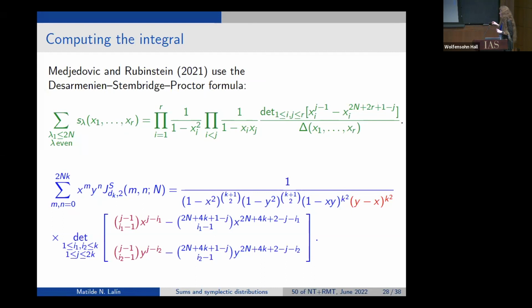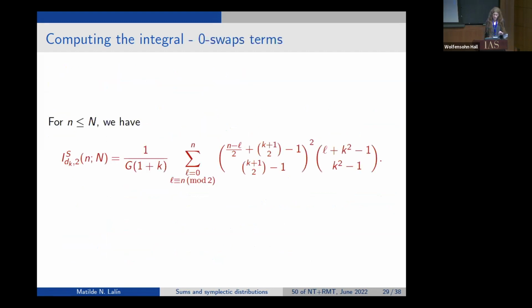Obviously computing the determinant is complicated, but one thing that we can do is to compute what we call the zero subterms, so we ignore the capital N. When we take terms that are small enough, these terms have capital N here, we can compute the determinant. This gives a formula for the integral in the very particular case that small n is less than or equal to capital N.